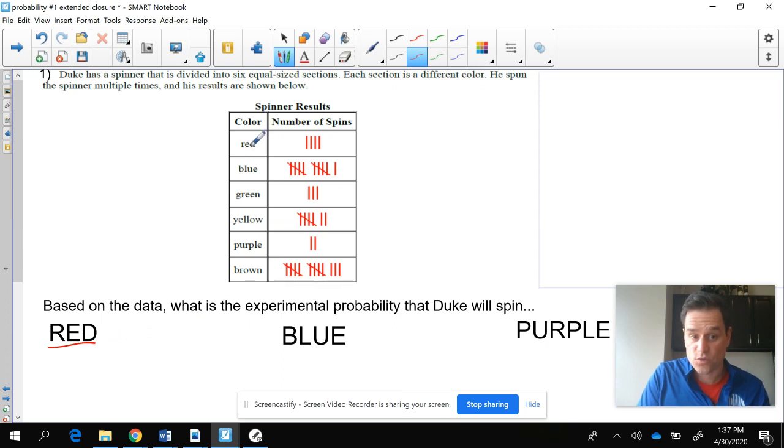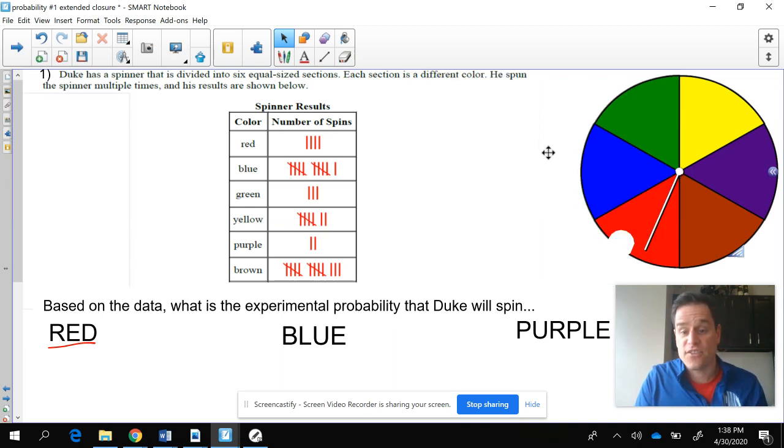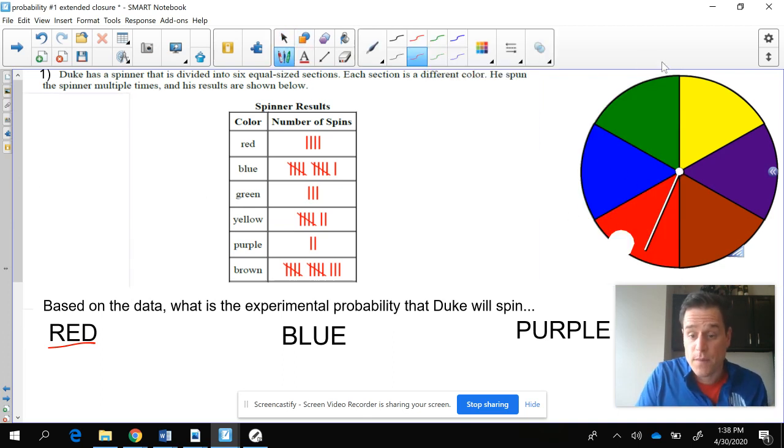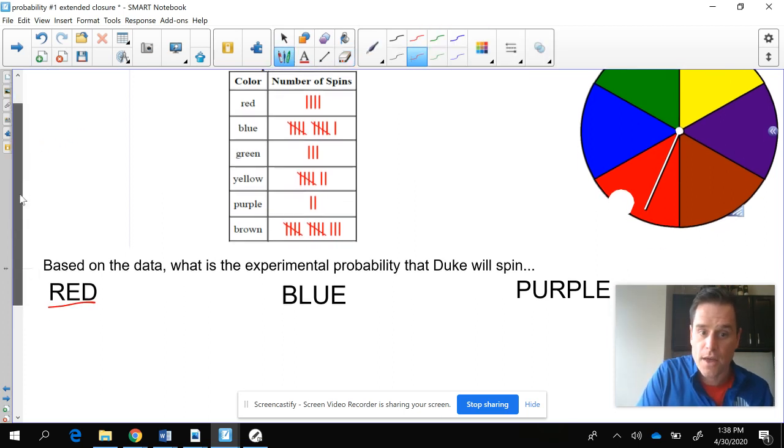Well, if you said this, there's 1, 2, 3, 4, 5, 6, and they're all equal. In theory, the answer for all of these should be 1 out of 6. To get a red, there's 1 out of 1, 2, 3, 4, 5, 6. The probability is 1 out of 6. In theory, you should get 1 out of 6. That's the theoretical. We're not asking for the theoretical today, guys. We're asking for the experimental.